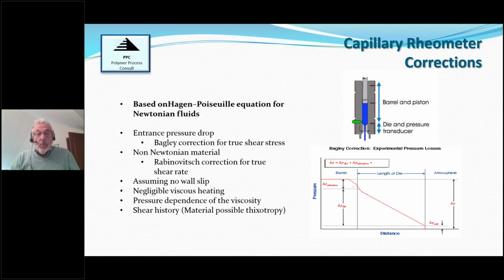There are other things which are really important when we consider measuring viscosity of a material in a capillary rheometer. It assumes no wall slip, which is, of course, a big problem in testing rubber compound. Another is very little or negligible viscous heating, which is not really true as well. And there is no pressure dependency of viscosity. That is absolutely untrue as well, depending on the formulation, because there exists some free volume in polymers.